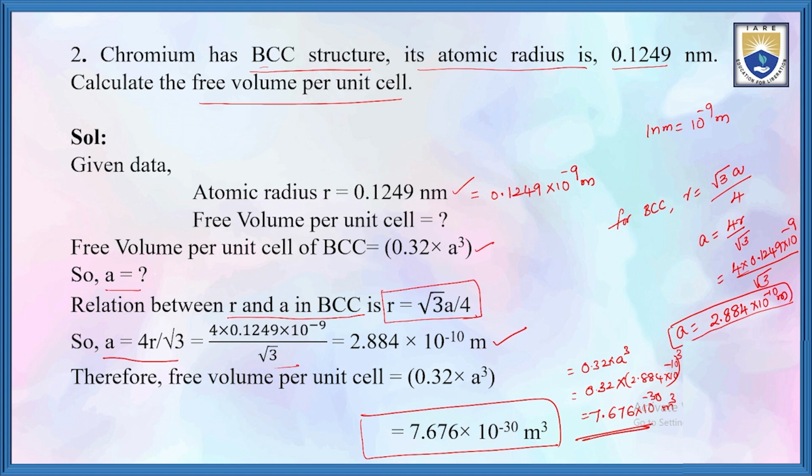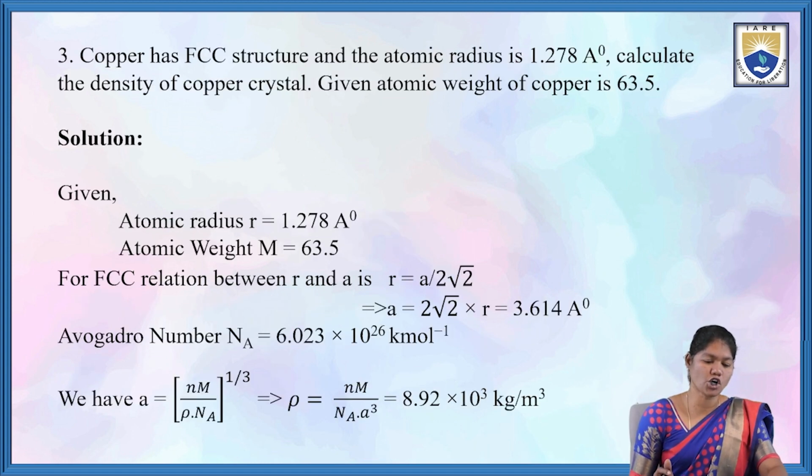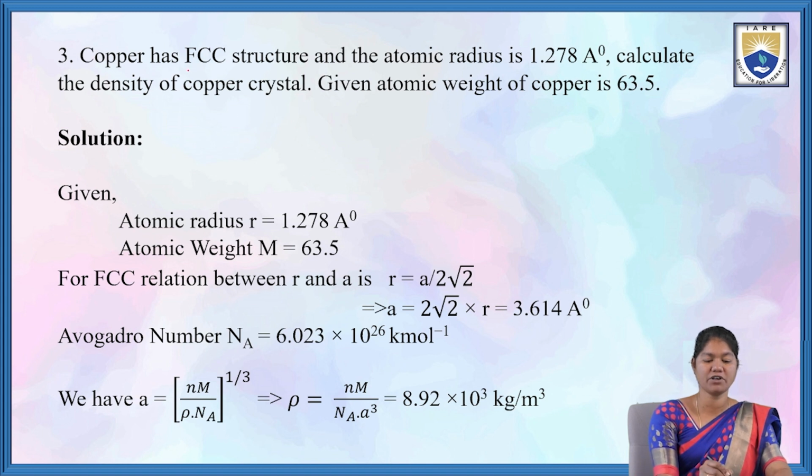Next problem. The copper has an FCC structure and the atomic radius is 1.278 angstroms. Calculate the density of copper crystal, given the atomic weight of copper is 63.5. FCC means face centered cubic structure.